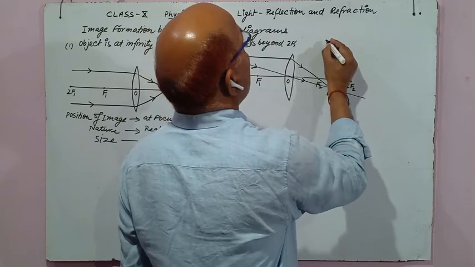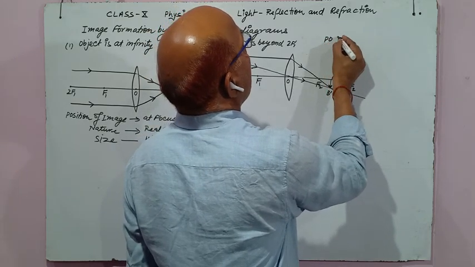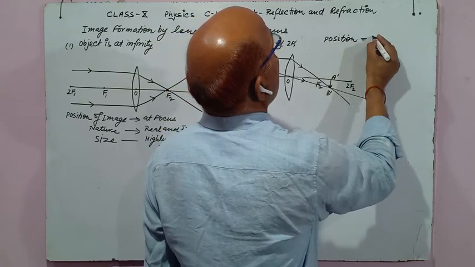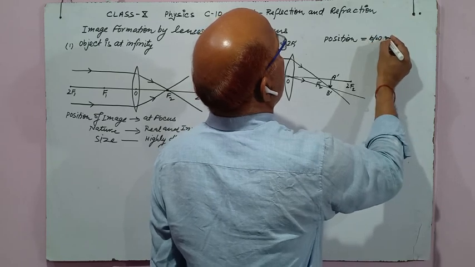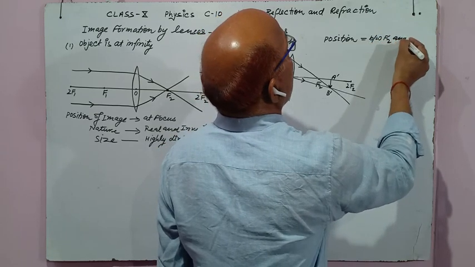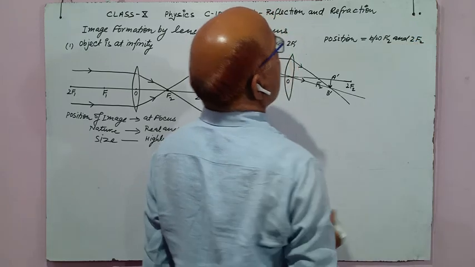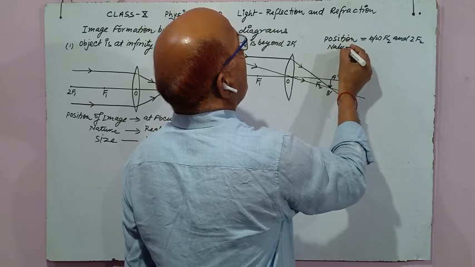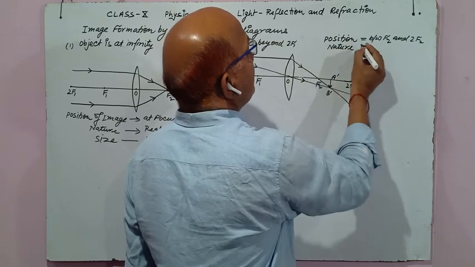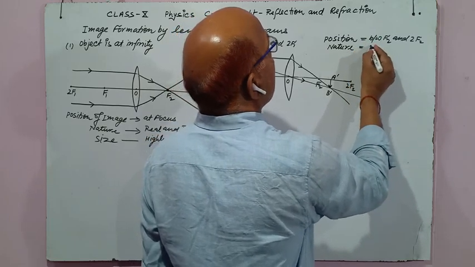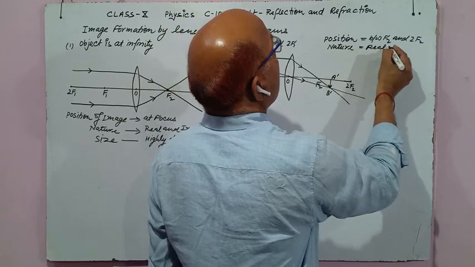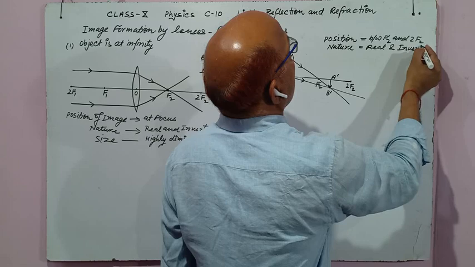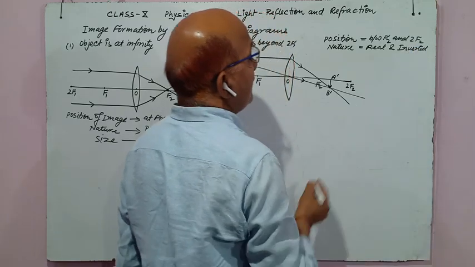So the position of the image is between F2 and 2F2. What about the nature? Because the rays are really meeting, really intersecting, the nature of the image is real and inverted. The image is real and inverted.